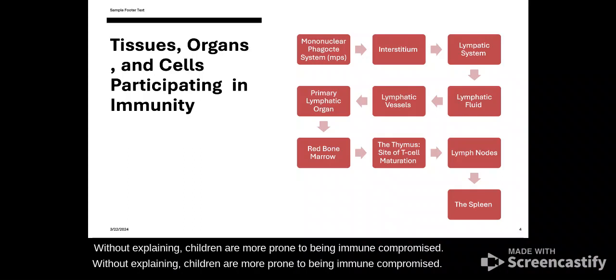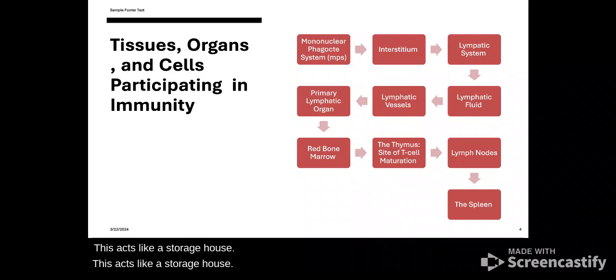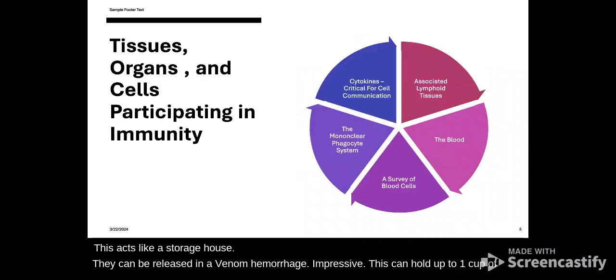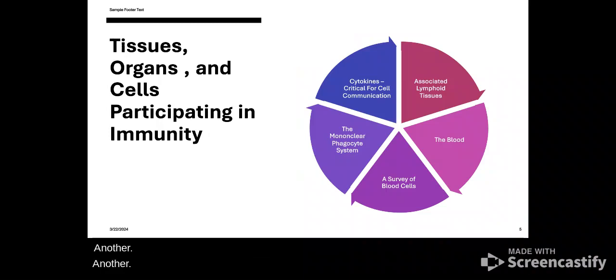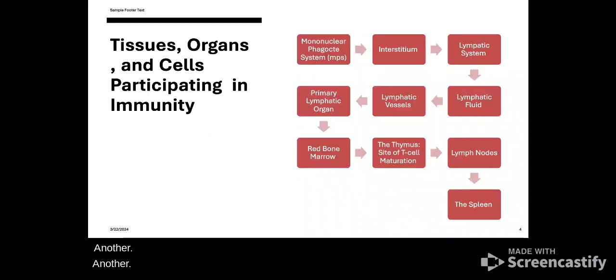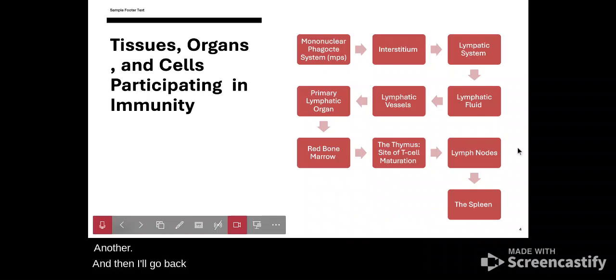This acts like a storage house for blood that can be released in the event of hemorrhage. Impressive. This can hold up to 1 cup of blood. Another one, and then I'll go back to lymph nodes.